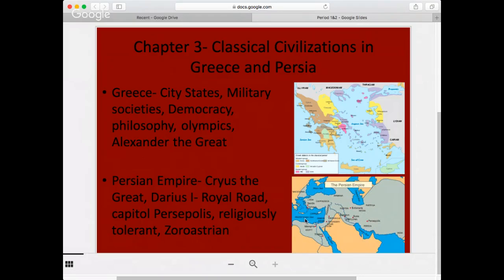They're religiously tolerant. Anyone could be whatever religion they wanted. But Darius and the other rulers, their official religion was Zoroastrian. And remember, Zoroastrianism is one of the first, people debate it, monotheistic religions. So that kind of summarizes chapter 3. You had Greece and the Persian Empire.